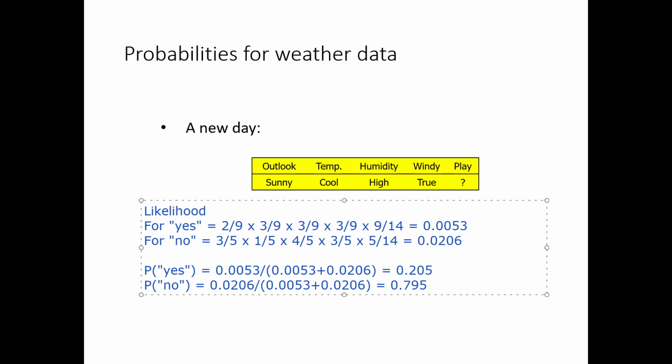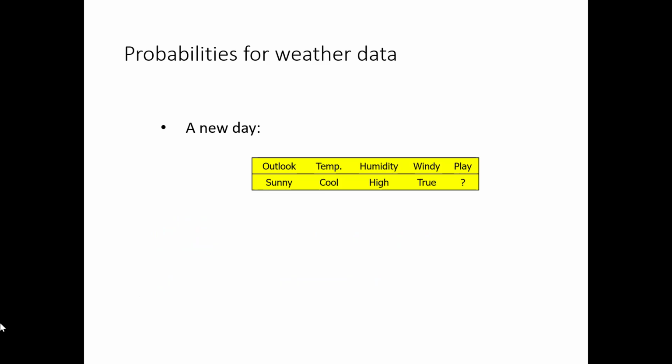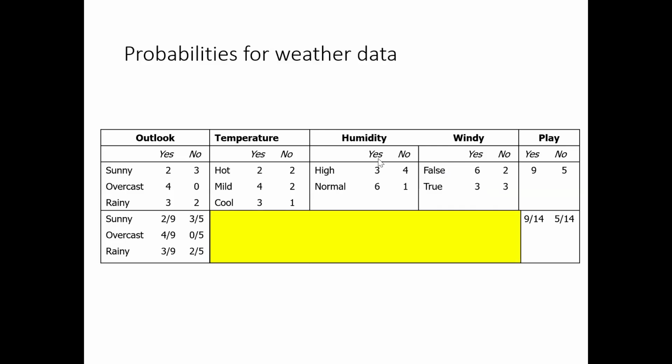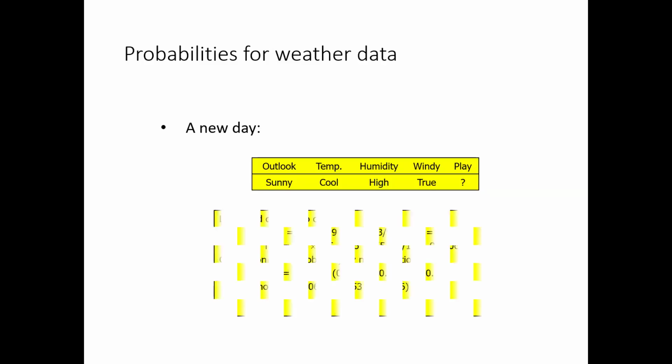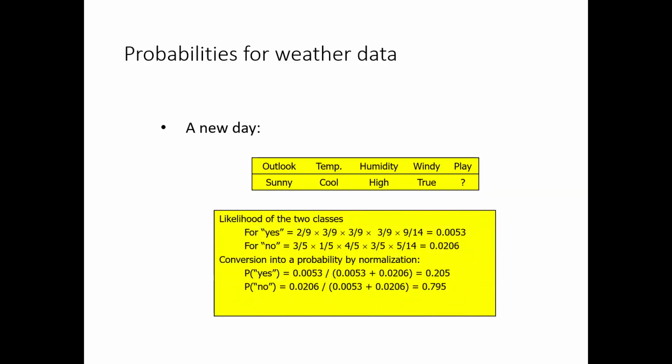I hope you got an understanding of how the naive Bayes classifier works and also the model that we create. When we say a model, it's simply some probability values. I think we understood how this works. The idea is that we calculate the probability values, and then given a new day, we first calculate the likelihood values, and then we convert them into probabilities.